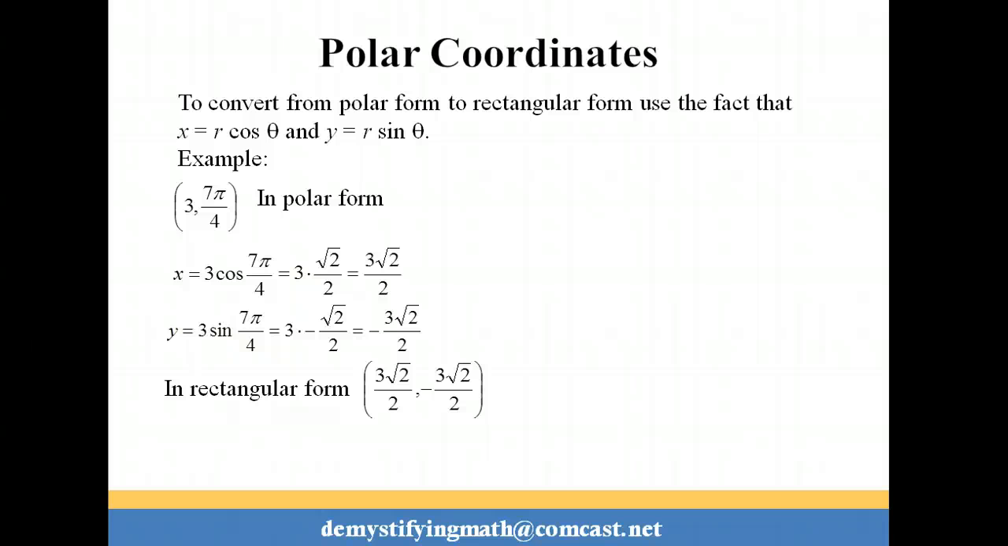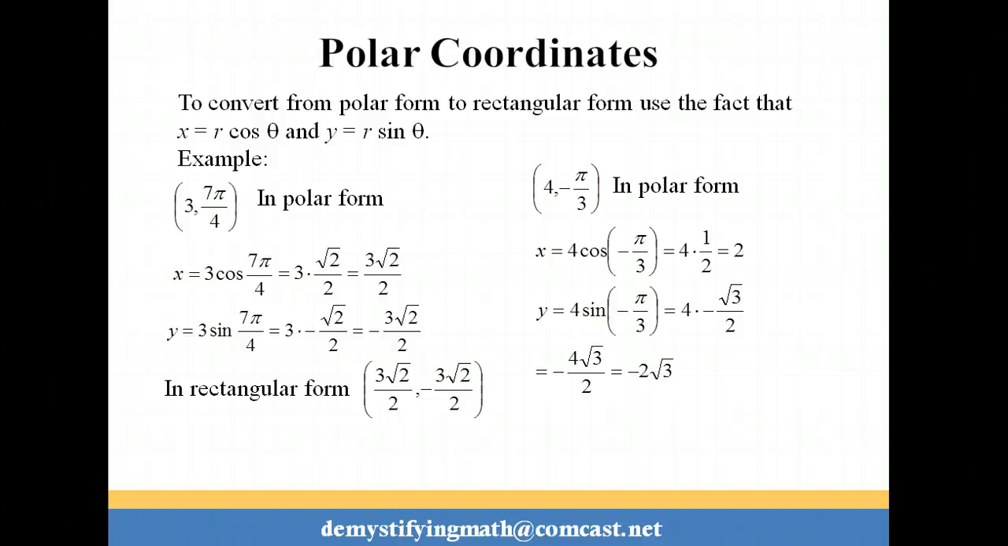Let's try another one. We have 4 and negative pi over 3. Now looking at 4 and negative pi over 3, that's going to be in quadrant 4. So you should know that your ordered pair is going to be a positive x value and a negative y value. So 4 times the cosine of negative pi over 3 is going to be 4 times a half, or 2. And for the sine of negative pi over 3, we get negative square root of 3 over 2. And multiplying that by 4 and simplifying, we get negative 2 square roots of 3. So in rectangular form, you have 2 comma negative 2 square roots of 3.